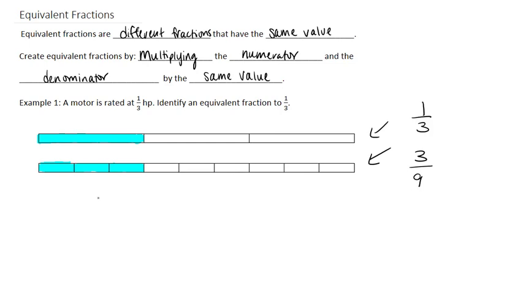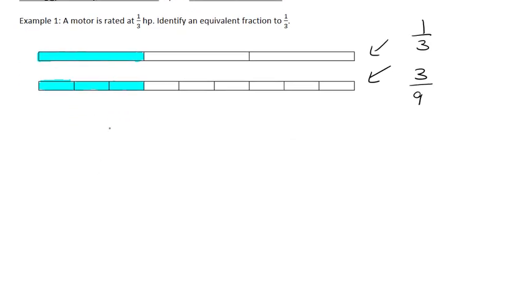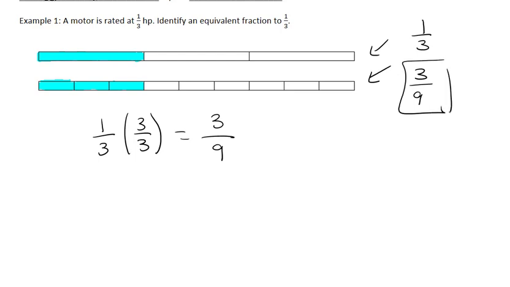So all we did here, mathematically, is we took 1/3 and we multiplied it by 3/3. So 1 times 3 is 3, 3 times 3 is 9. So that's how we got this 3/9 here, is we just multiplied both the top and bottom by 3. So that is a way to find an equivalent fraction to 1/3. Now, we just did the visualization to show you that they actually mean the same, as they have the same value.